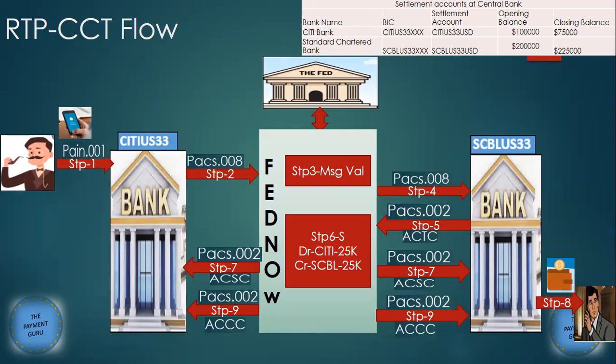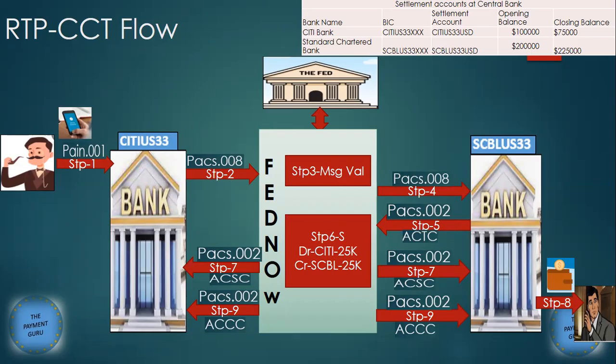Let's take an example over here. The CTUS bank, which holds the account of the ordering customer, validates and then sends out a pacs.008 message to the FedNow system. In this case, we have taken FedNow as an example of real-time payments.